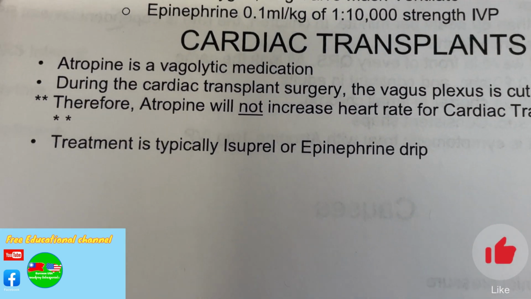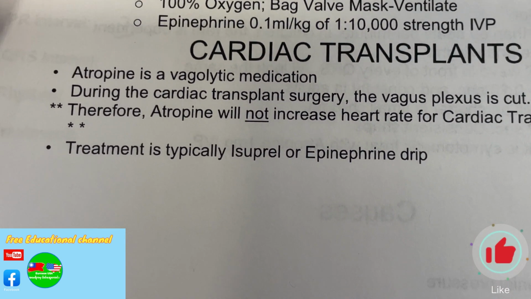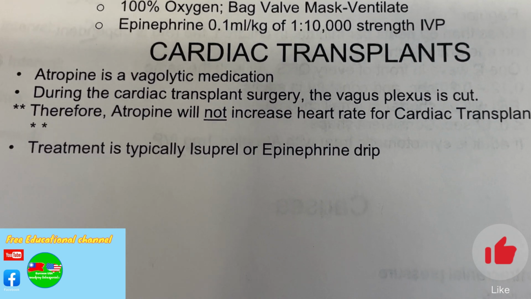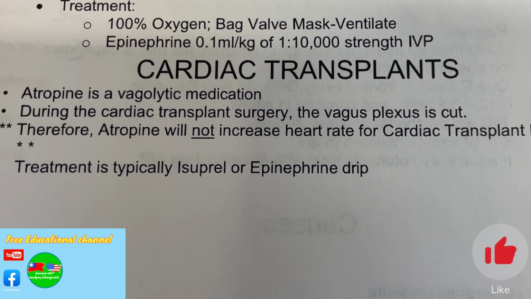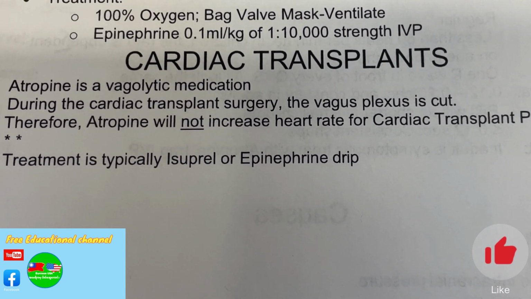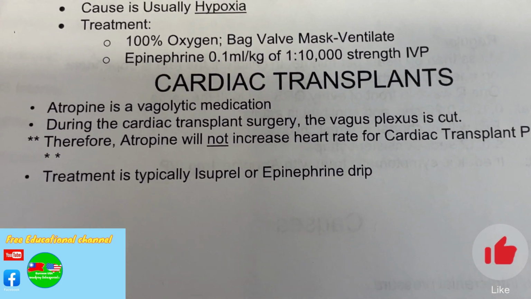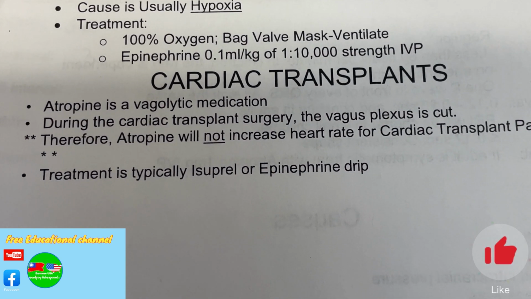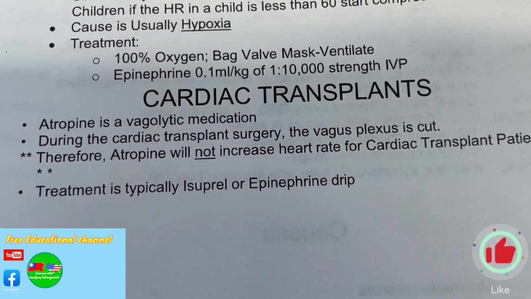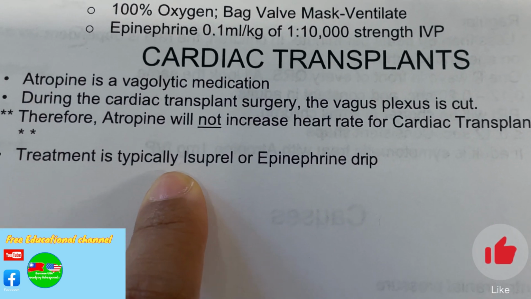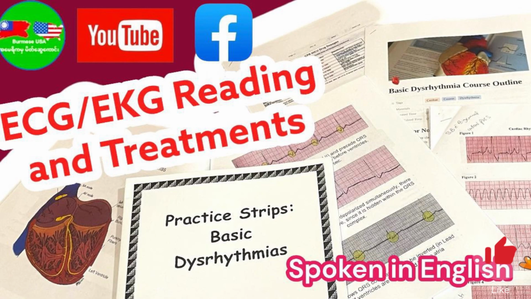Cardiac transplant. Atropine is a vagolytic medication. During cardiac transplant surgery, the vagal plexus is cut. Therefore, atropine will not increase heart rate for a cardiac transplant patient. So if your patient is a cardiac transplant patient, forget about atropine because it's not going to do anything. Treatment is typically isoproterenol or an epinephrine drip. Just remember that, otherwise it's a waste of time.